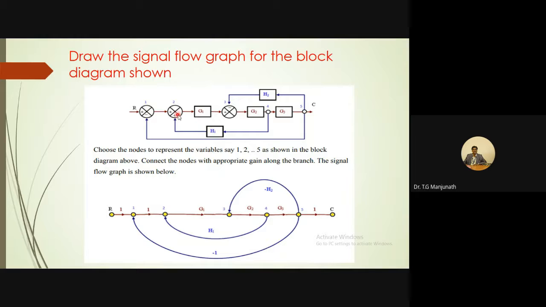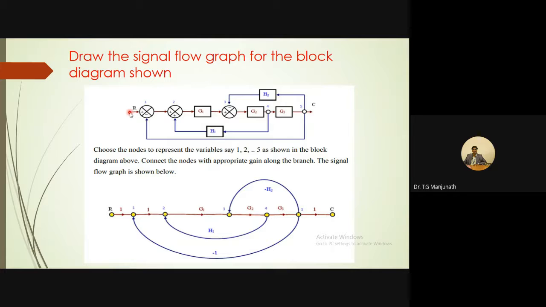Together, we have 3 summing points and 2 takeoff points, a total of 5 nodes, named node number 1, 2, 3, 4, 5. In addition to this, you need to consider 2 extra nodes, one at the input and the other at the output. So first, to draw the signal flow graph, write 5 nodes: 1, 2, 3, 4, 5. Then write 2 extra nodes, one at the input and the other at the output. Now draw the signal flow graph.